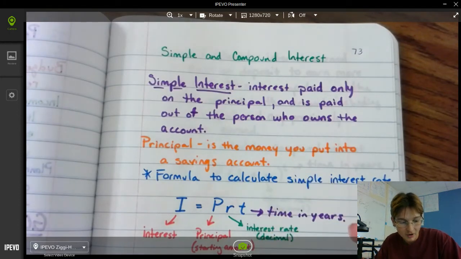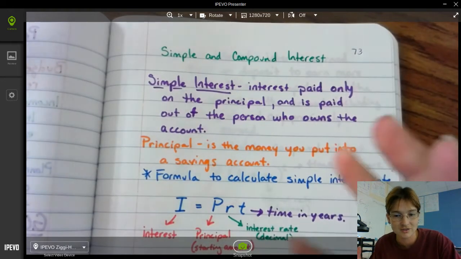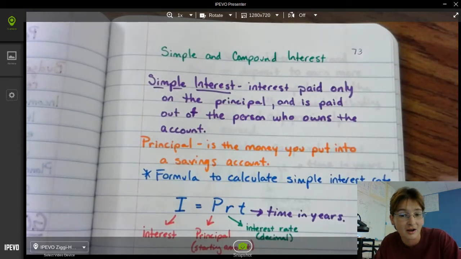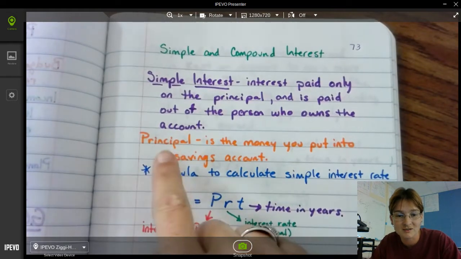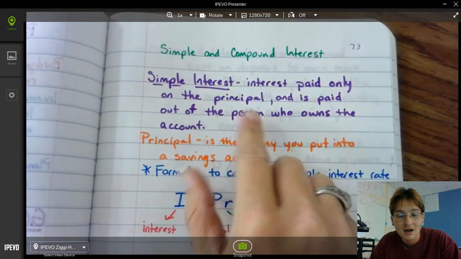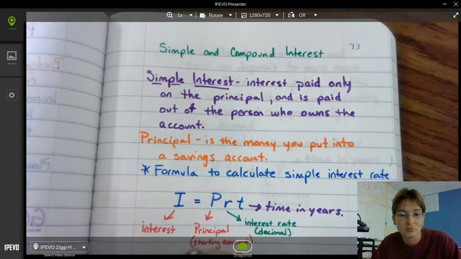So if I put $1,000 into a savings account, I'm hoping that I never touch it, and the bank has a decent interest rate on it so that over a certain period of time, I can earn money on it. Okay, so the principal is the money you're putting in. The simple interest is a rate that over time can earn you some more money.